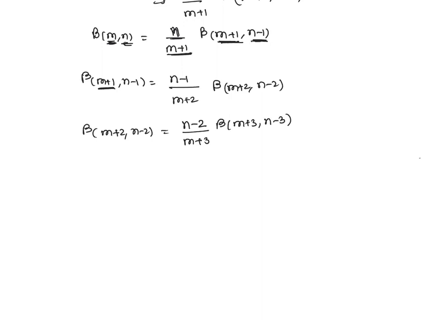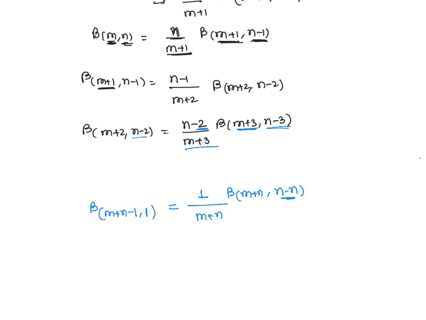Now if it is m plus 3 and n minus 3, and I continue until n minus n, this will become 0. So here will come m plus n. On this side, m plus 3, m plus 3, so here will come m plus n. Now here, n minus 2 means one more 1 comes. So this will come 1, and then beta of m plus n comma 0, because this is becoming 0.